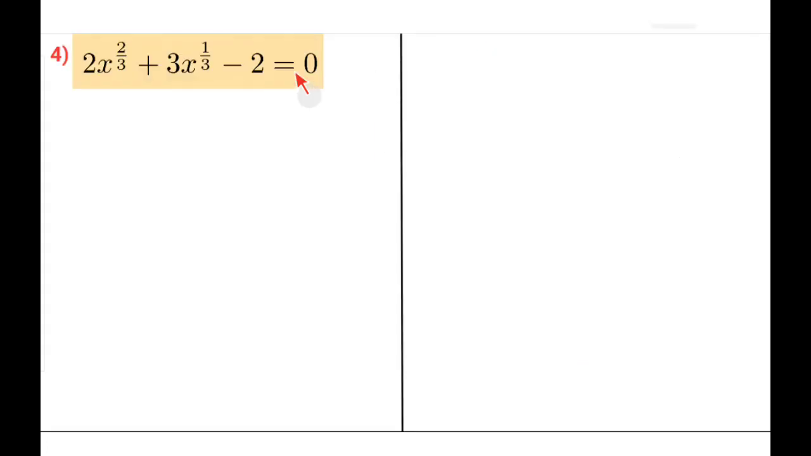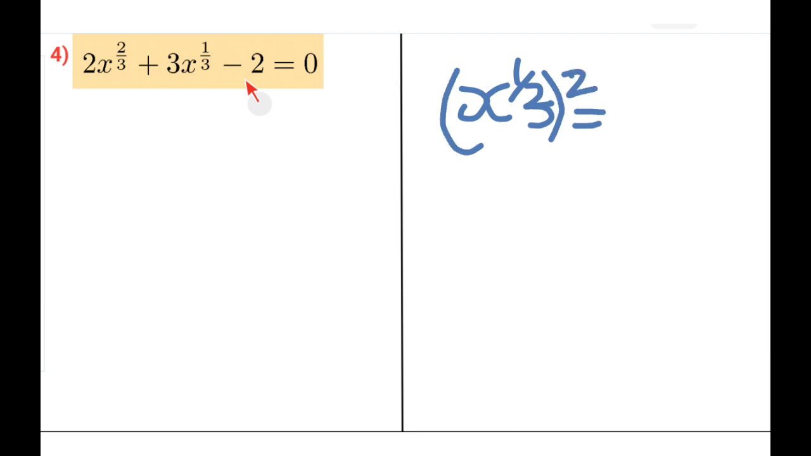Next one. This is another quadratic equation situation. Let me show you how. x to the power of a third, all squared or raised to the power of 2, is equal to x to the power of 2 over 3. So meaning that this is simply the square of that. We use the k method again.